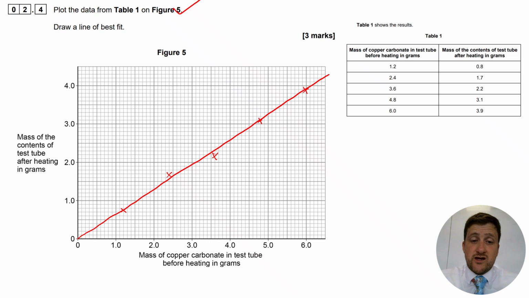It's relatively straight. It doesn't go through every single point, but it is showing the general trend. It's starting at 0. It's a straight line, because it is actually a straight line for this. You can see that this third result here, it's not quite on the line, but that's okay. That's plotted correctly. So don't worry if not every single cross goes on the line.